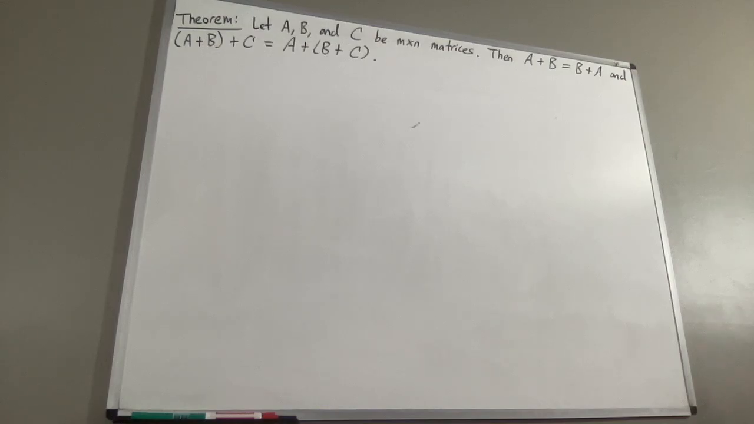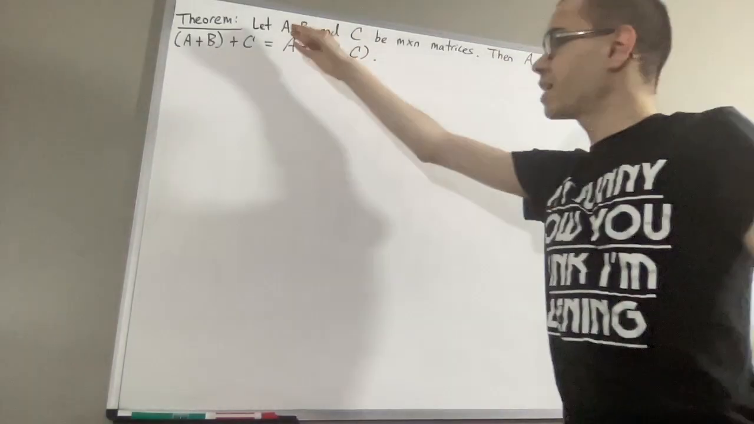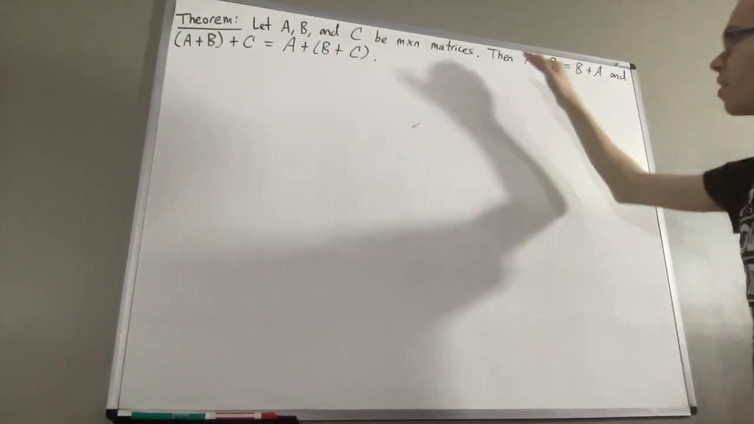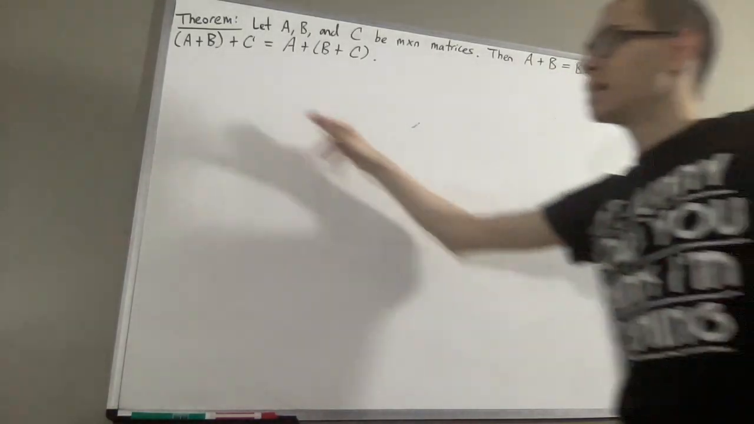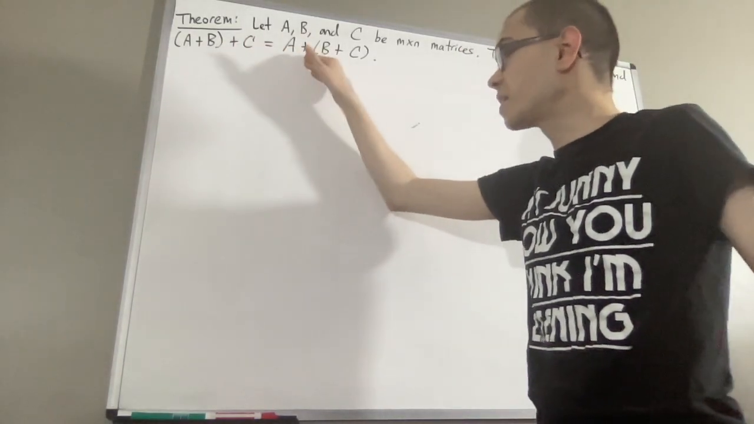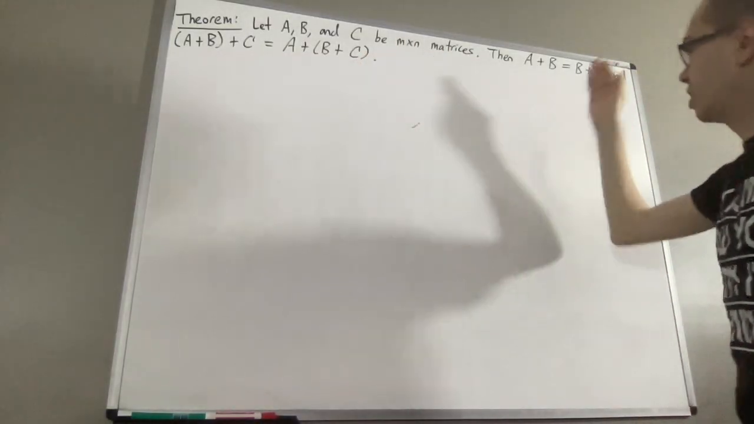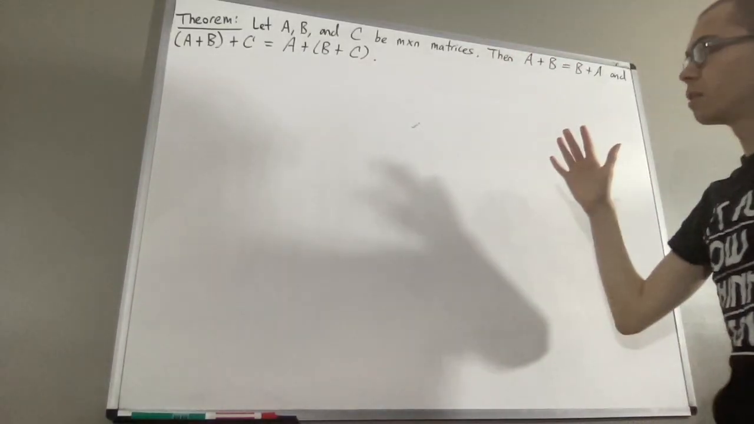Hello! In this video, we are going to prove the following theorem. Let A, B, and C be n by n matrices. Then A plus B is equal to B plus A, and A plus B plus C is equal to A plus B plus C. So really, we're proving the commutative and associative laws for matrix addition.